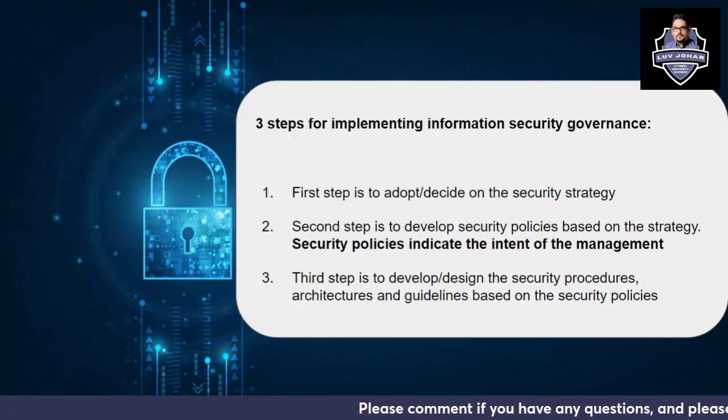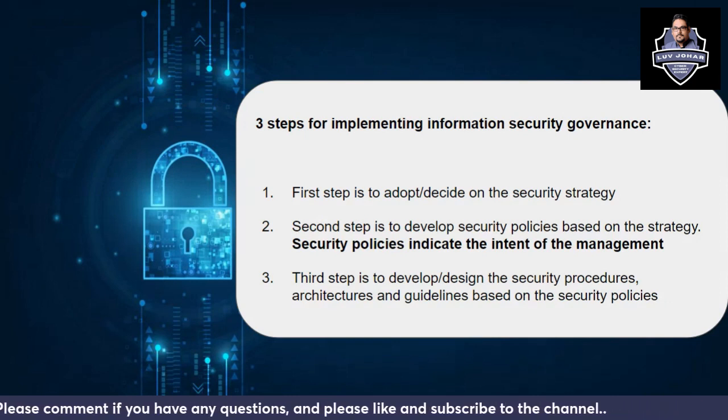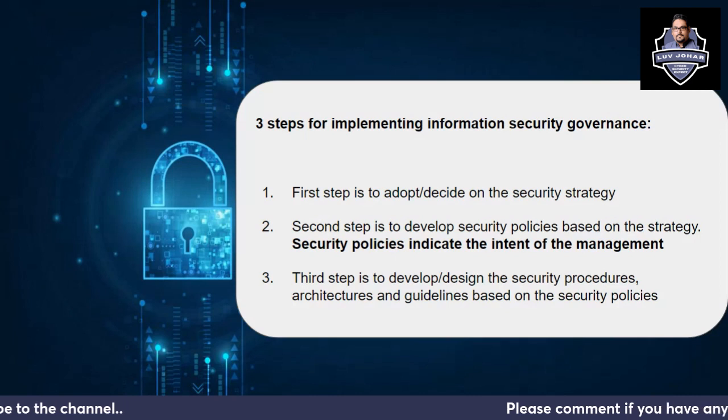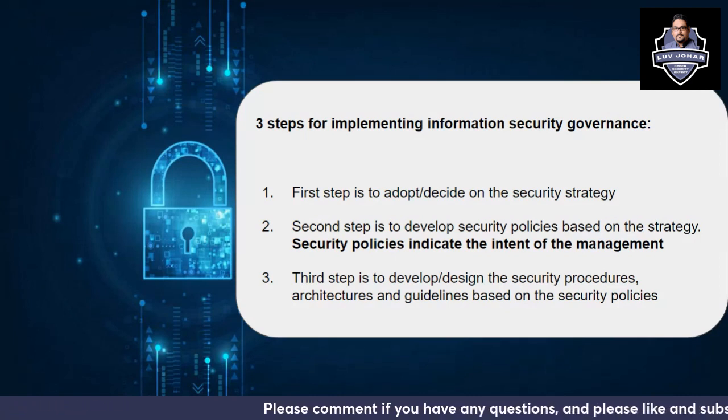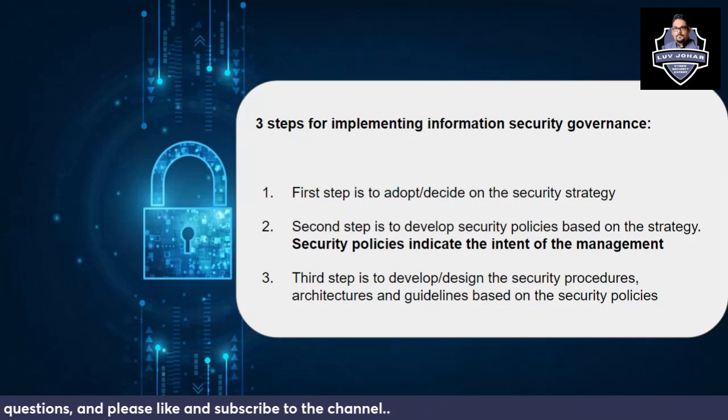What are the 3 steps for implementing information security governance? The first step is to adopt and decide on the security strategy. What is the security strategy? To do this, you basically understand what the business objectives are, what the end goal is, what you are trying to achieve, and accordingly you adopt the security strategy. The second step is to develop the security policies based on the strategy. Then you define the different security policies based on the strategy that you have defined.